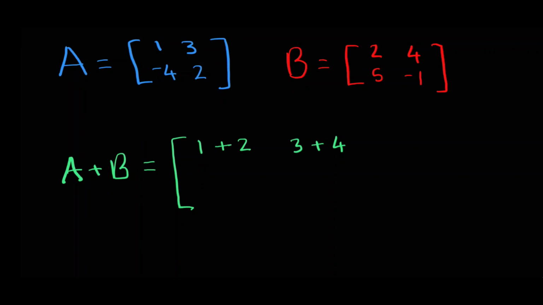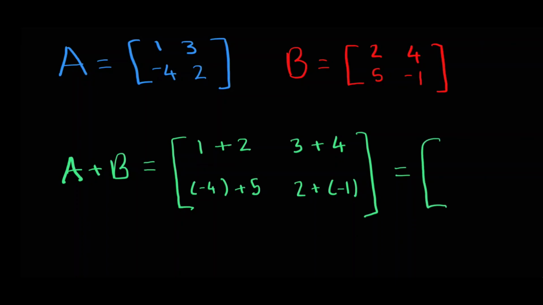So now we can do the bottom left corner, which is -4 plus 5. And finally the bottom right corner, which is 2 plus -1. And if you simplify that, you end up with a matrix with 3, 7, -4 plus 5 is 1, and 2 plus -1 is also 1. So that's the matrix you get from doing A plus B.